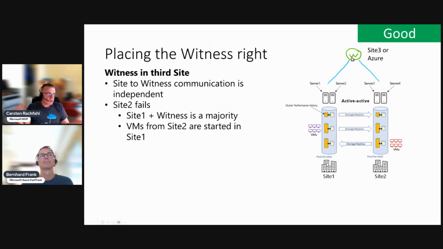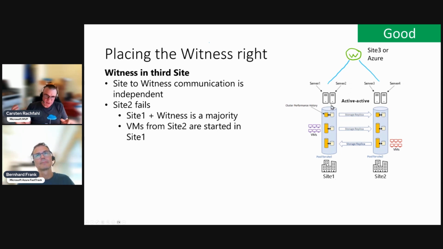And of course, with Azure Stack HCI, I would take Azure and a cloud witness because we are connected to the cloud anyways. Azure is very redundant, what we have there. But most people don't get this. In many scenarios, side 2 is communicating to side 3 over side 1. Or if you have Azure, not many people have independent connections to the internet on both sides.